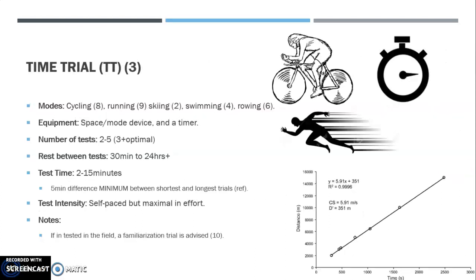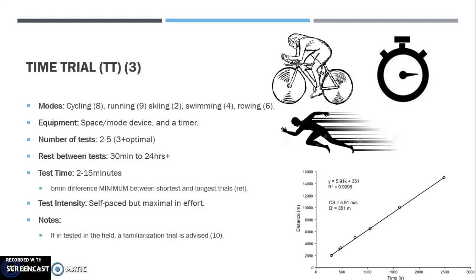So the next method is really the time trial method, and this is probably one of the more popular ones as compared to the constant work rate test. As you can see, it's been validated in more modalities of exercise than the constant work rate, and it also only requires space and a timer. So how this goes is you can either pick a time you want the athlete to work or a distance you want the athlete to work. All you need to do is record how far they go or how long it took them to fatigue.